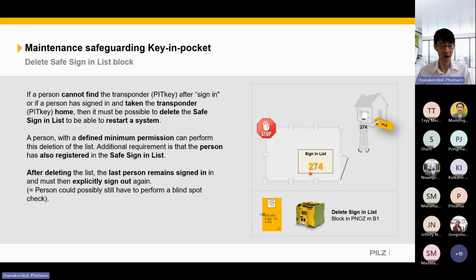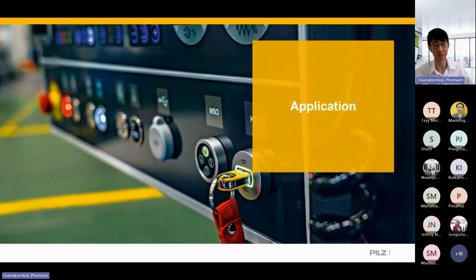However, there's a certain requirement for this. You have to have a certain minimum permission. So you have to be, let's say, supervisor only, right? Or a certain role. Of course, this can be set according to your preference, but you have this option that allows the supervisor, who has already noticed nobody is inside, right? The person is notified that he already went home. Then you can delete the list and restart the machine to reduce the downtime. Okay, so that's the last function block for this application in Pocket.